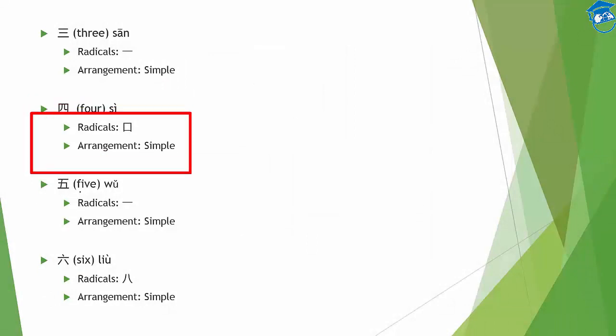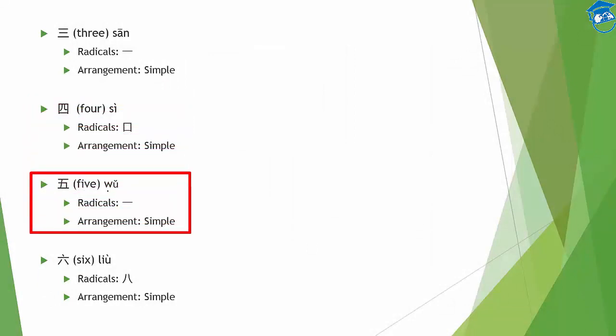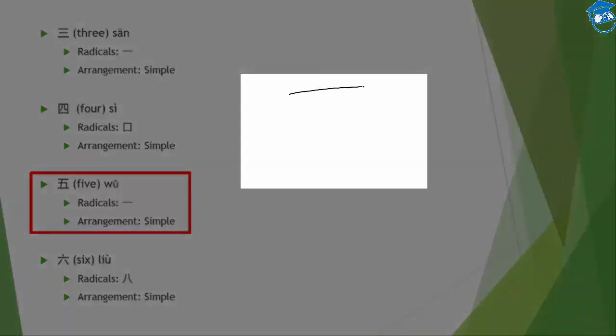Okay, number 5 is 五. Okay, the radical is the horizontal stroke on top of it, and the arrangement is simple. So 五, here's how we write it. 1, 2, 3, and 4. Number 5.